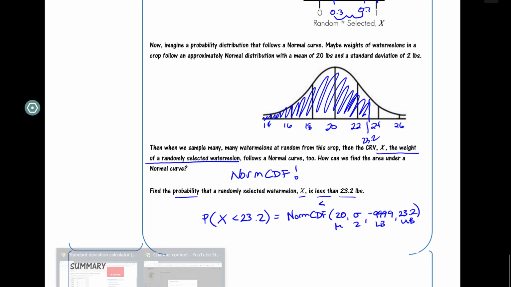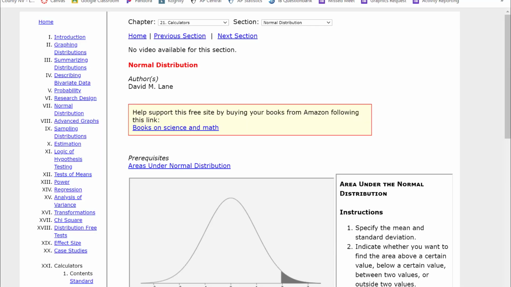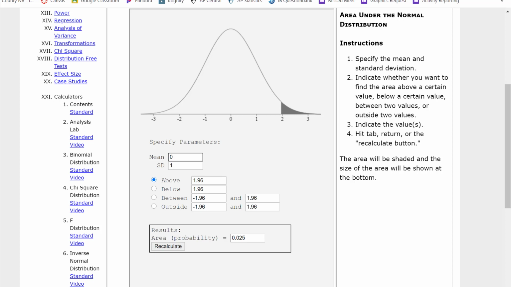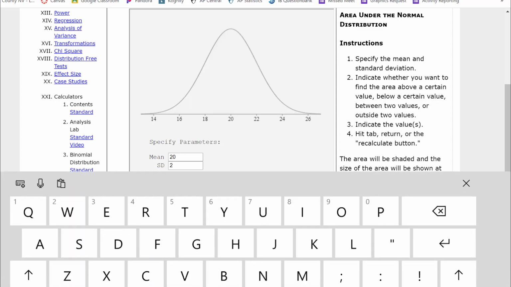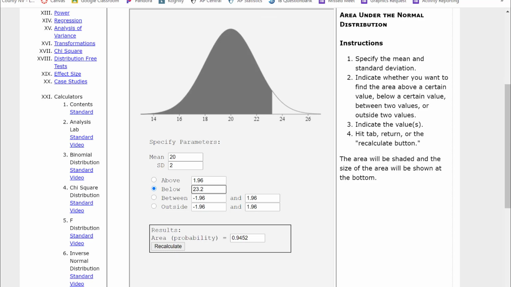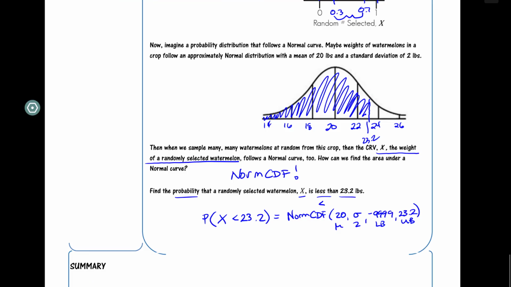So let's go back to one of our NormCDF calculators and find that value. Type in a mean of 20, standard deviation of 2, change it to below the weight that we want, which was 23.2 pounds, calculate it. That drawing matches the shape that we drew, and we get 0.9452. So what does that tell me? That the probability of a randomly selected watermelon that weighs less than 23.2 pounds is 94.52%.